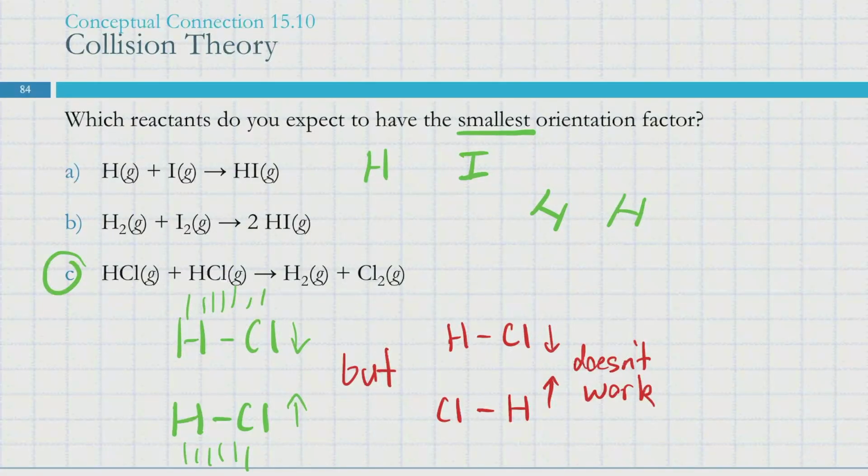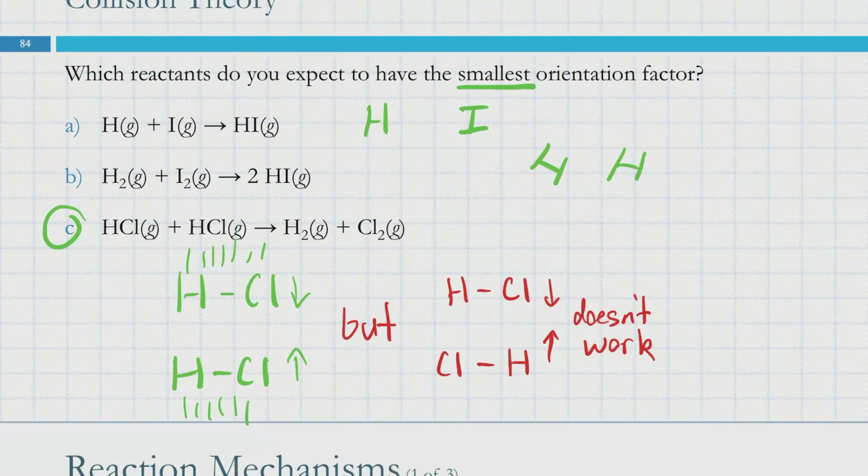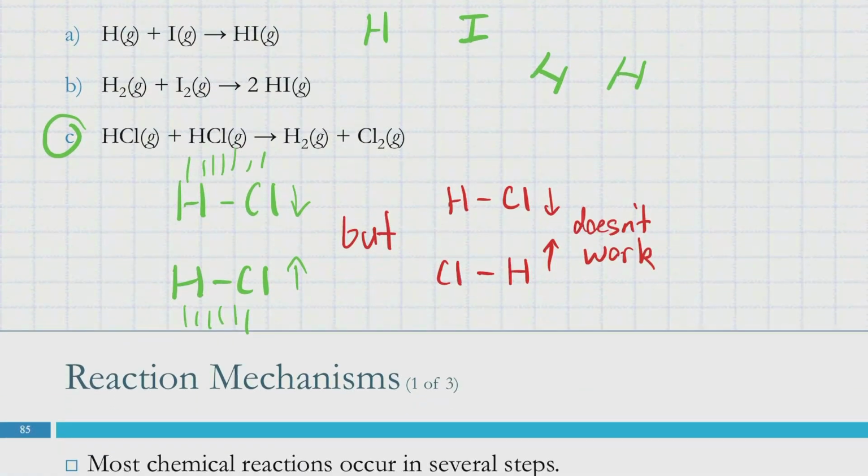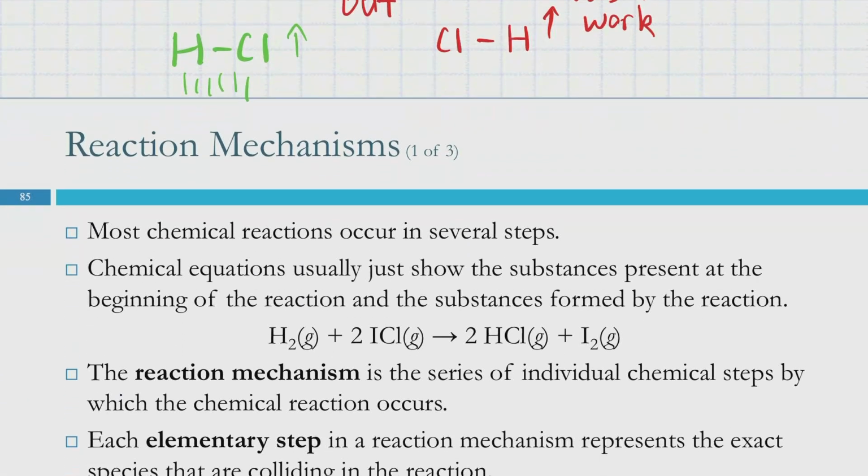All right, last class, we left off on this collision theory thing, and I wasn't running at full capacity, so my brain was like, yeah, I know it's this C one, but I don't know why C is better than B. The reason C is better than B is because you can't flip them. So it has to be this particular orientation, whereas molecular hydrogen and iodine, you can flip-flop them. So C is going to have the smallest orientation factor because it needs the most precise lineup.